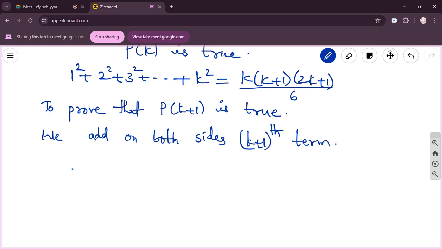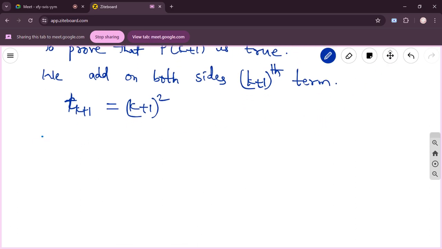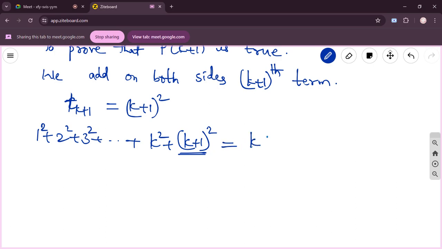What is the k plus 1th term? T of k plus 1, the term k plus 1, equal to k plus 1 whole square. That is the k plus 1th term. Adding on both sides, that is 1 square plus 2 square plus 3 square plus so on plus k square plus k plus 1 whole square. Adding this on both sides means k into k plus 1 into 2k plus 1 over 6 plus the k plus 1th term, k plus 1 whole square.